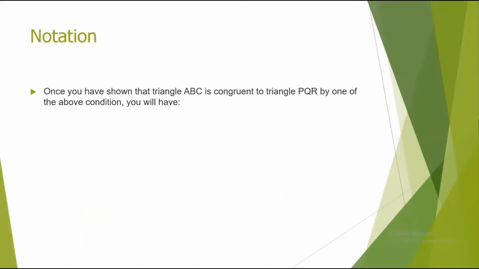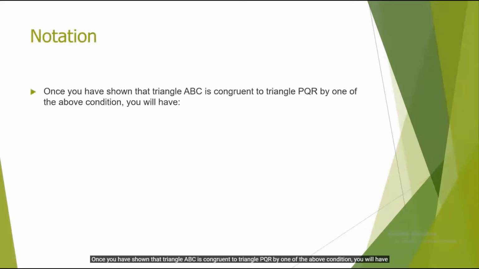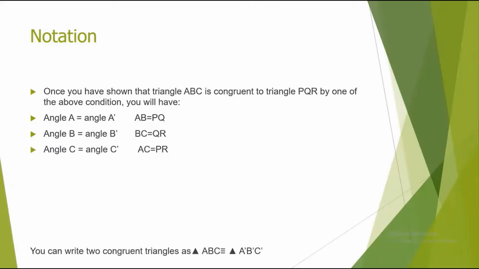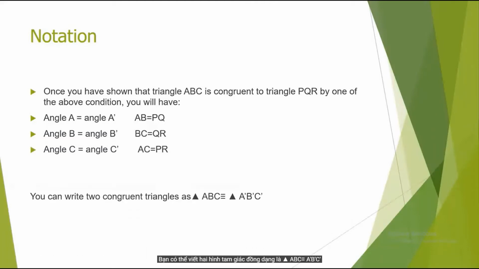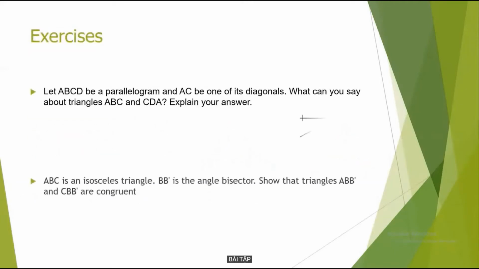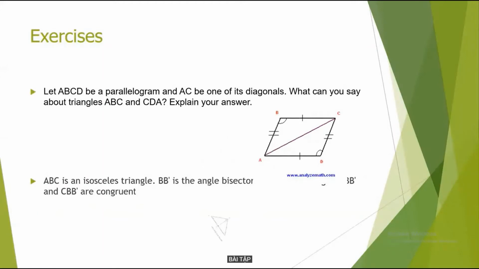There is some notation. Once you have shown that triangle ABC is congruent to triangle PQR by one of the above conditions, you will have angle A equal to angle P, and so on, and you will see all three. You can write two congruent triangles as triangle ABC congruent to triangle PQR. There are some exercises and you can do them later if you want.